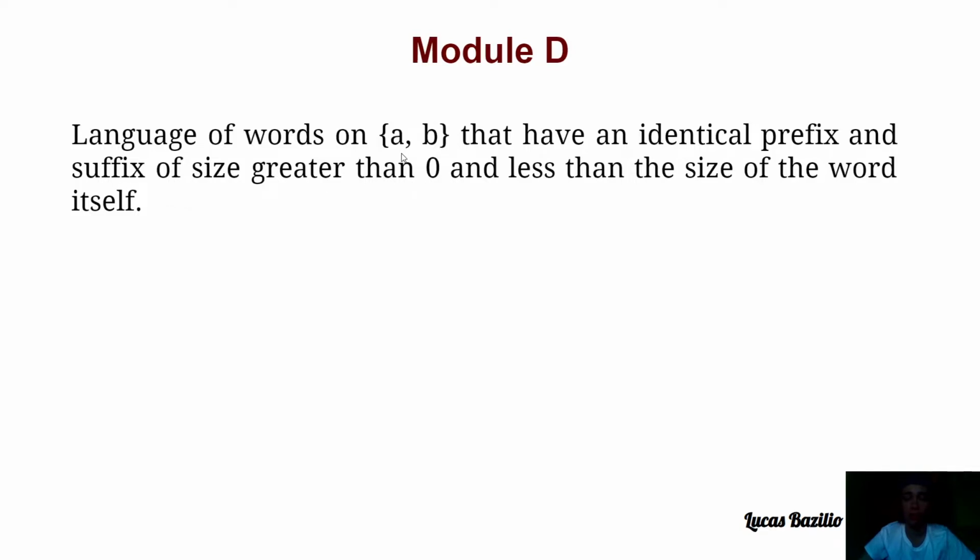In this case, they mean that they can't be the empty word, because if we have the empty word, then the size is 0. Then this prefix and suffix, as said, cannot be the empty word. Their size must be greater than 0, and less than the size of the word itself, right? So how do we represent this?